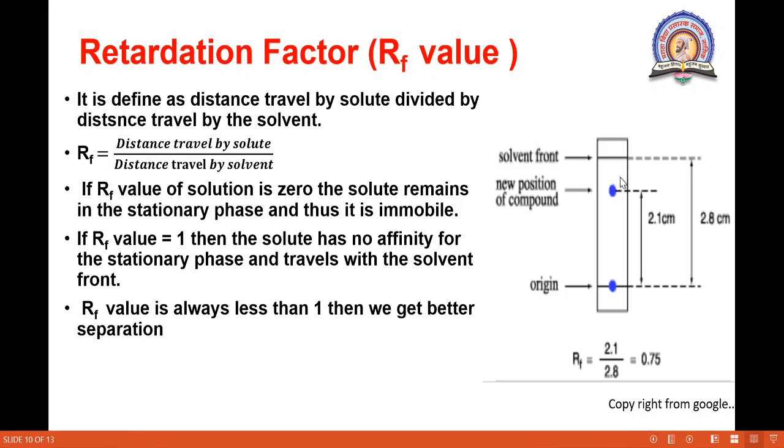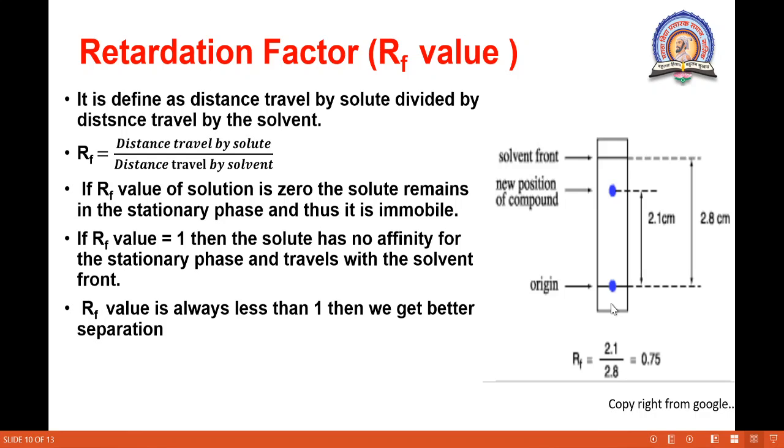This is a paper strip or the TLC plate. This is a baseline. On that baseline, we place a sample and we put this plate into the mobile phase. So what happened? The mobile phase is running over the stationary phase and the separation of the compounds takes place.